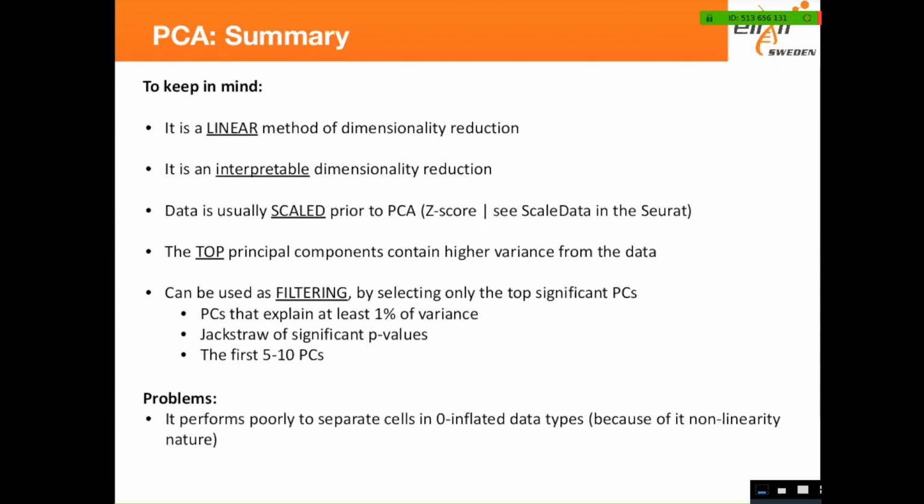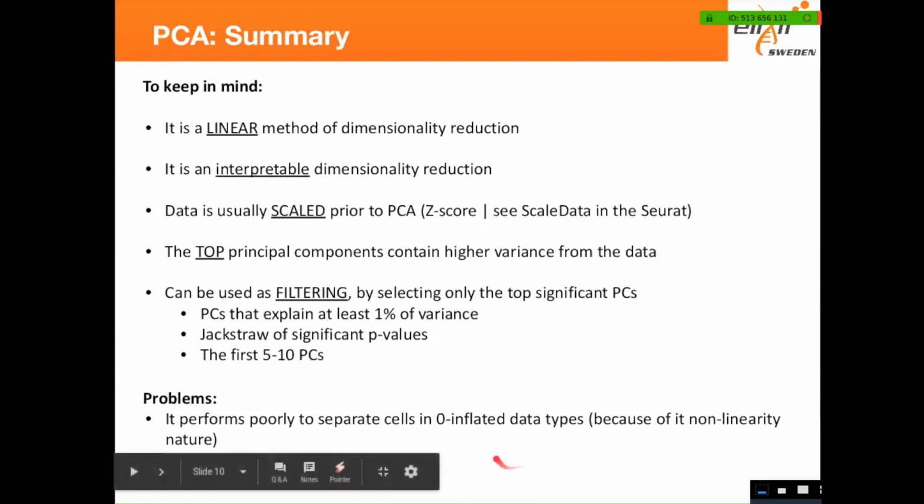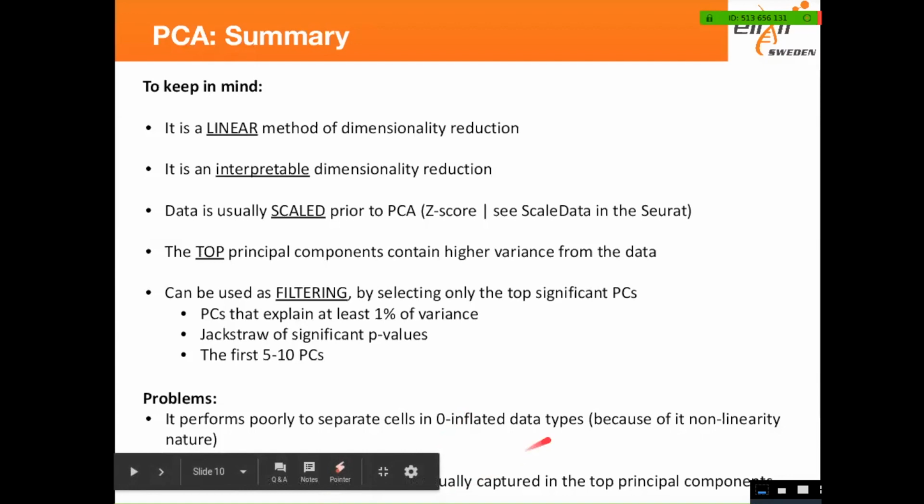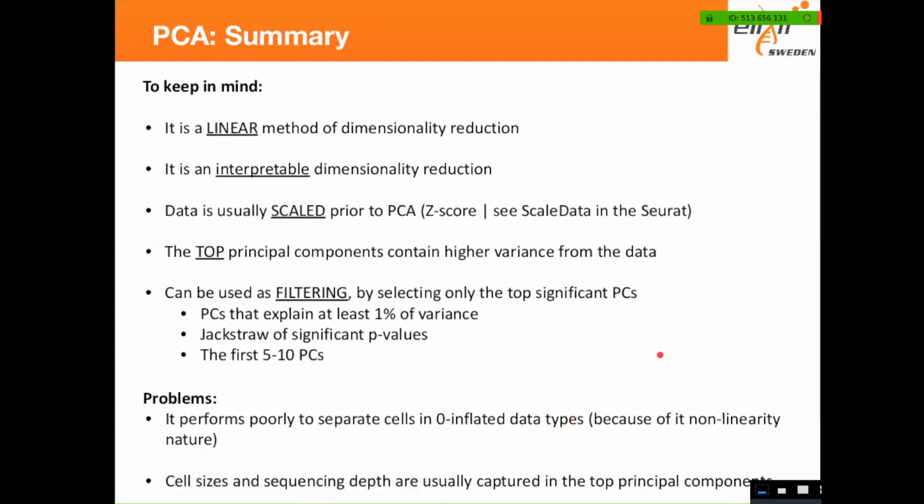But it has also some problems, since it performs poorly for single cell data sets as a dimensionality reduction and visualization method, because single cell has zero-inflated data, or like there are many zeros, and that impacts your PCA a lot. And the cell sizes and sequencing depth also are captured by principal components, and usually that's not what you're looking for when looking at single cell data. And that's why you would opt to use another method that is non-linear transformations, or dimensionality reduction.